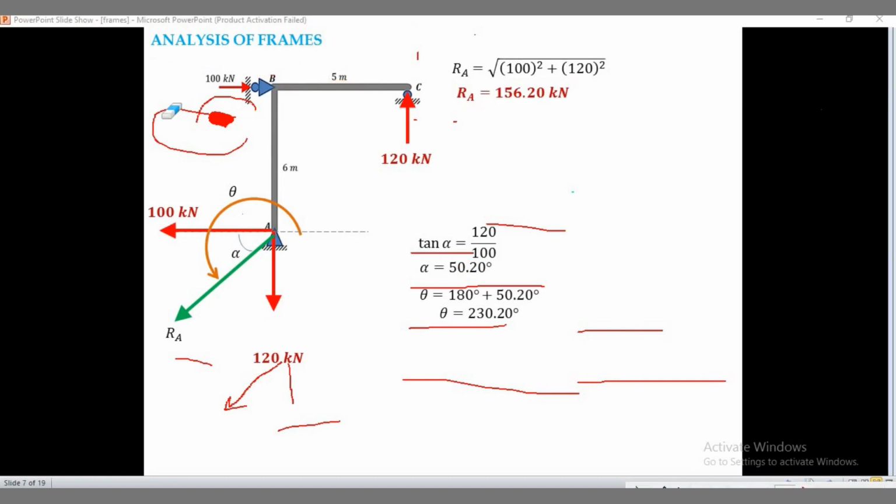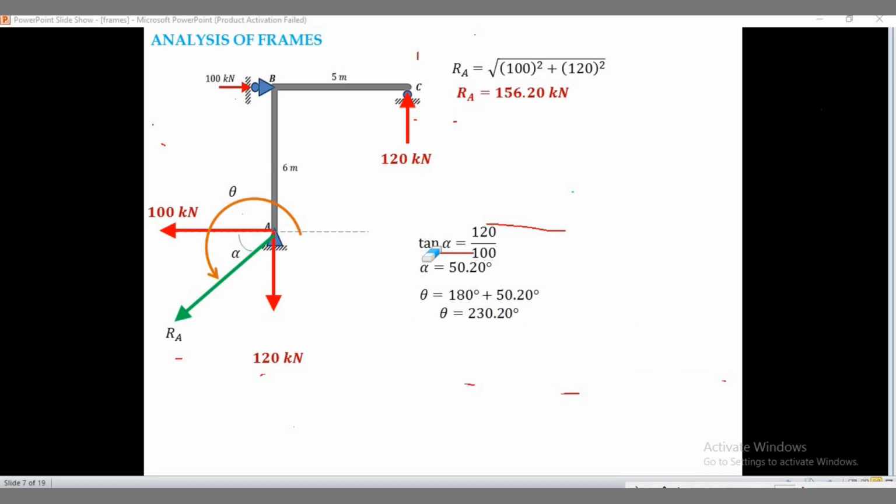So, masasolve ko si RA using now yung pinag-aralan natin during the lower years, species 6 ata to, sa may vectors and magnitude. Okay, so, to solve for RA, that is equal to the square root of 100 squared plus 120 squared. My RA now is equal to 156.20 kilonewtons.